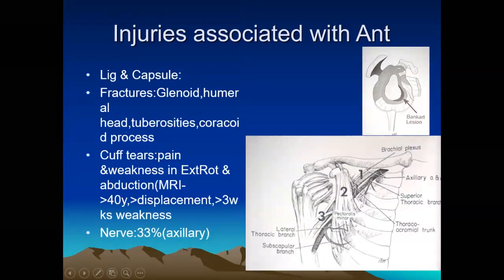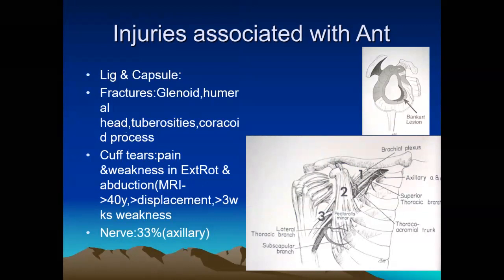There can be associated injury with the anterior dislocation, especially ligament and capsule. There can be fractures, especially of the glenoid, the humeral head, the tuberosity, and the coracoid process; all can be fractured. A cuff tear mainly presents as pain and weakness in external rotation and abduction.